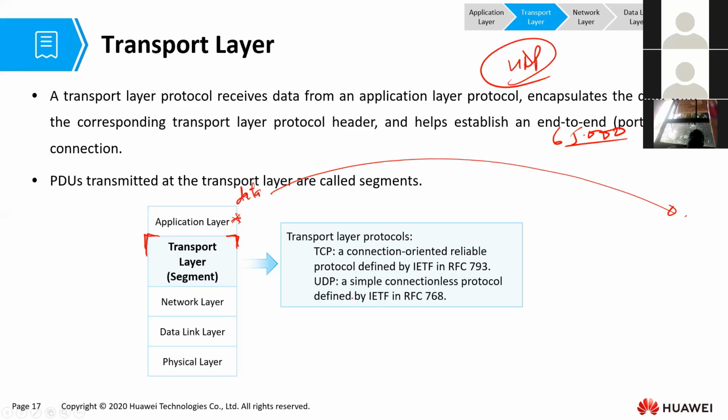for different applications. So the transport layer protocols include TCP, which is a connection-oriented and reliable protocol, defined by IETF, Internet Engineering Task Force, in request for comment document 793. So if you look for this document online, you'll find it, and all the specification of TCP will be there. And then UDP is a simple connectionless protocol.